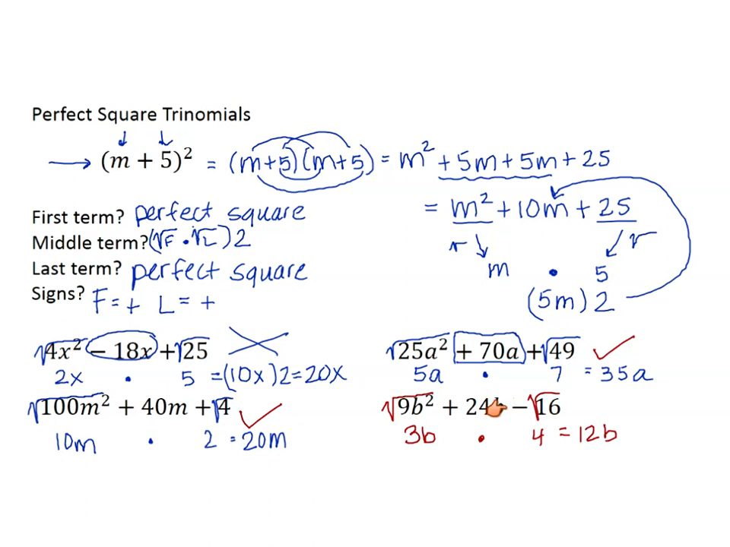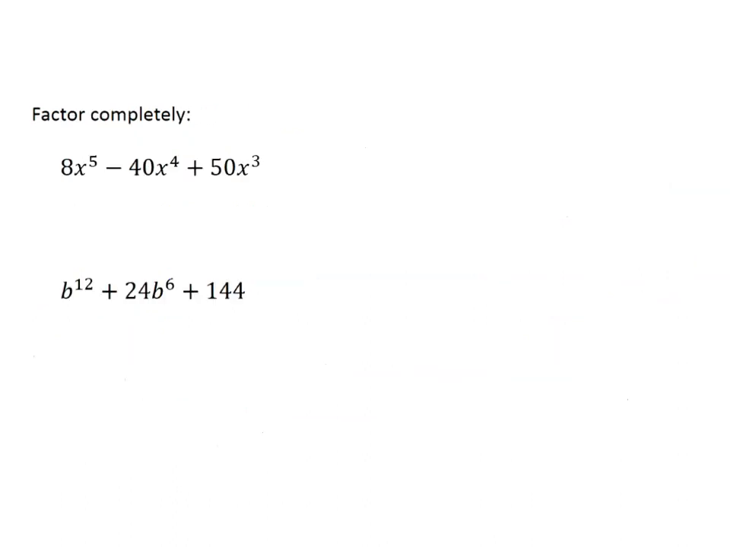The first one is positive. Ooh, but the last one is not. So even though it looked good up until the very end, this one is not a perfect square trinomial. All right, so that's how we can check. So now let's factor them.